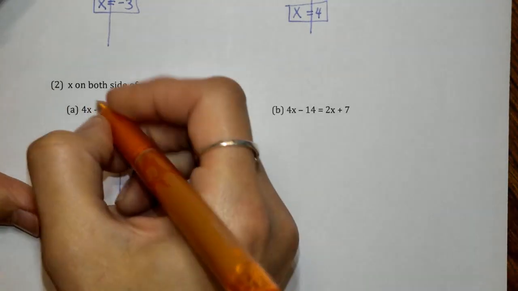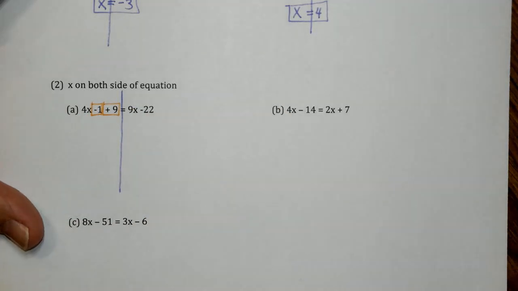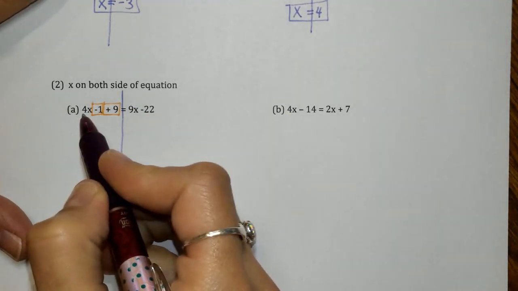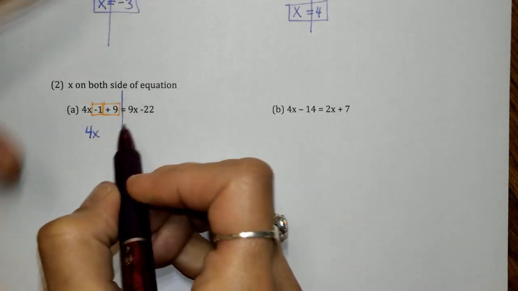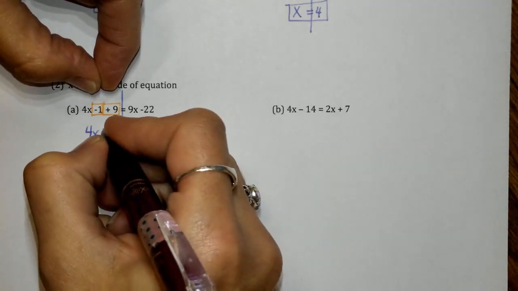And here I do see that I have a minus 1 and plus 9. So there's nothing to combine with that 4x. There's only one apple. We got 2 different things of oranges here. So we're just going to bring the 4x down and solve. Okay, negative 1 plus 9. We're going to wind up with plus 8.